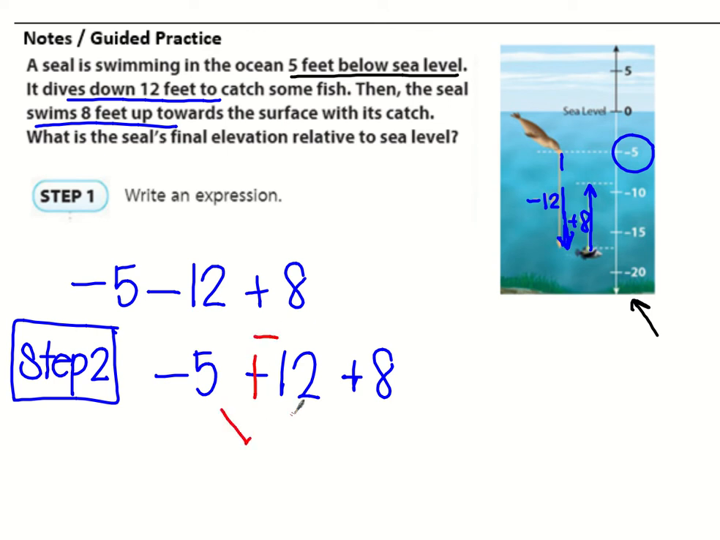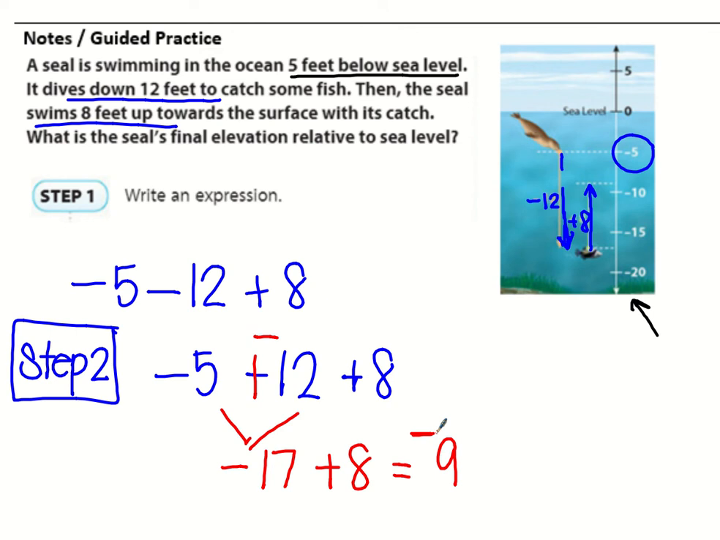So -5 and -12, they're same signs. You add and keep the sign. So we say that that's -17. And now I can add 8. So if we're looking at -17 +8, you need to think of your rules for adding integers. They're different signs, so you subtract the absolute values, which gives you 9. And you keep the sign of the bigger group. Your bigger group is 17, 17 red chips versus 8 yellow chips. The bigger group is negative, so you keep -9.